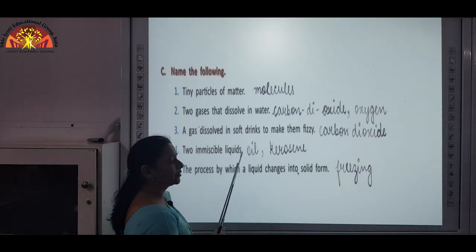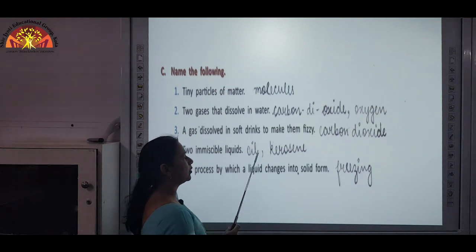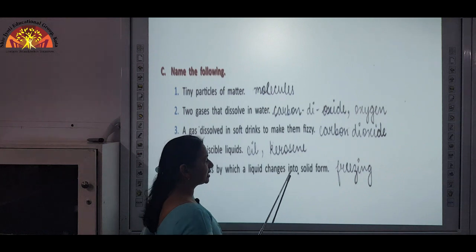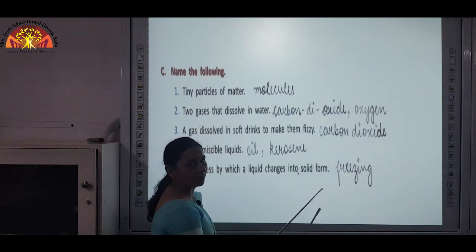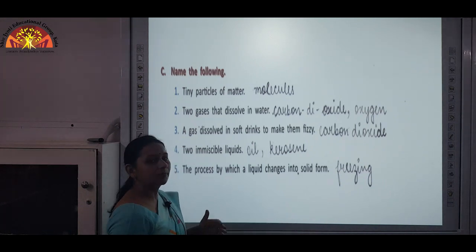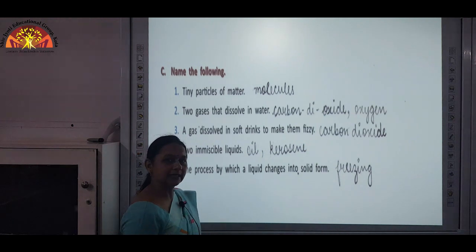Two immiscible liquids. The examples of two immiscible liquids which do not mix with water are oil and kerosene. Now, the process by which a liquid changes into solid form. When a liquid changes into solid form on cooling, the process is called freezing. So, freezing is the correct answer.